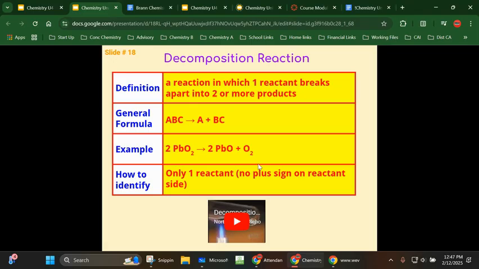So look over all 20 of these reactions. Now, they're not all going to be synthesis or decomposition. But please find me the ones that you think are synthesis or the ones that you think are decomposition by the information that I've given you and the rules that we have set.